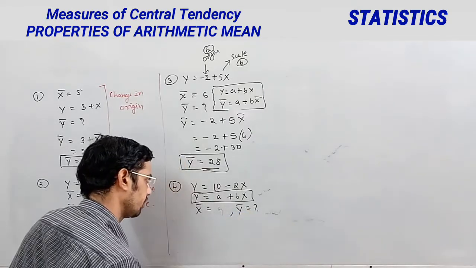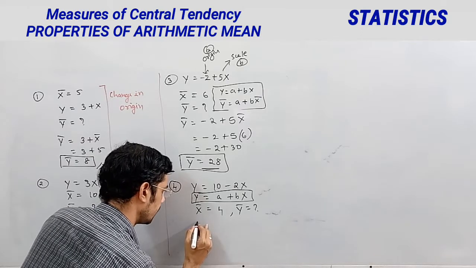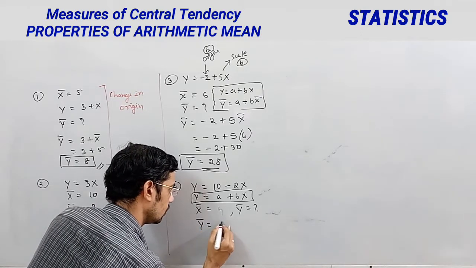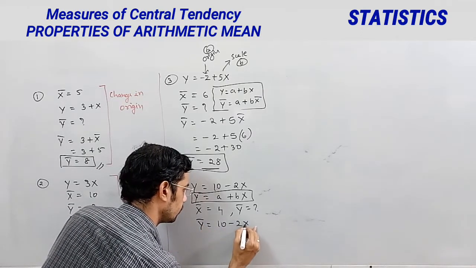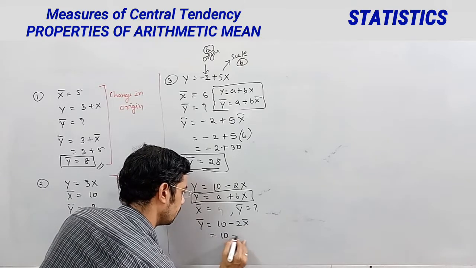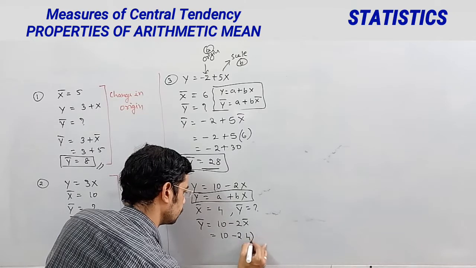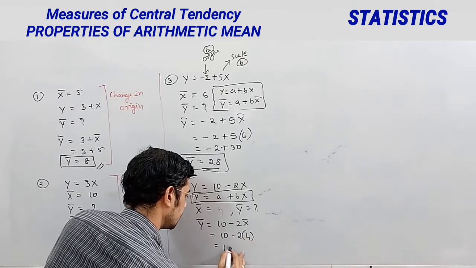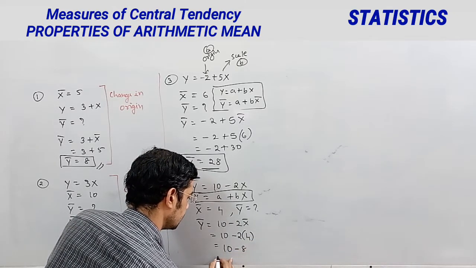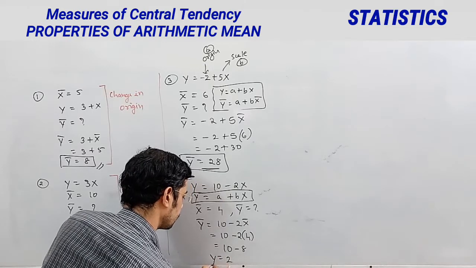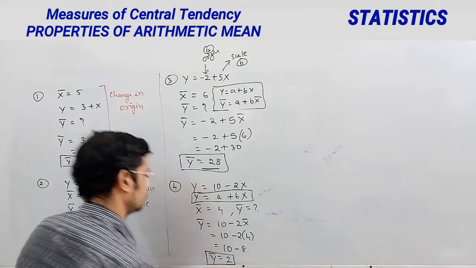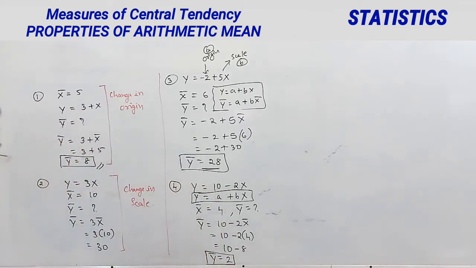How to find out mean of y? Y bar is equal to 10 minus 2 into x bar. X bar is 4, so this is 10 minus 8, and that is equal to 2. This is y bar. Okay, so hope you have understood the problem.